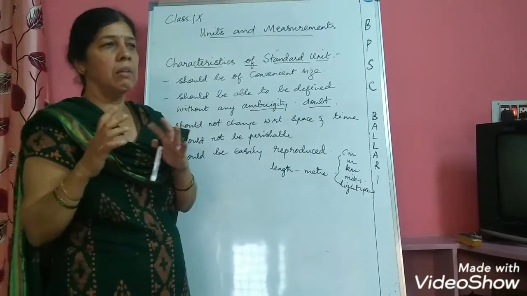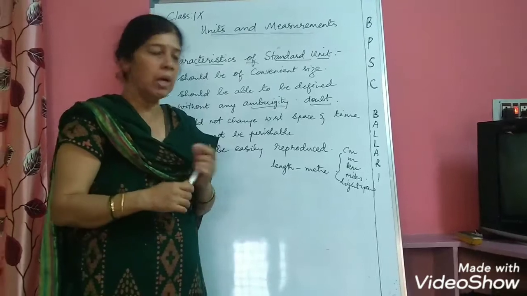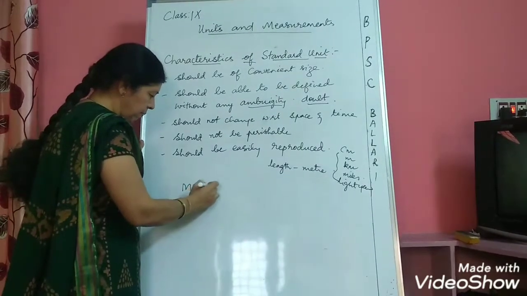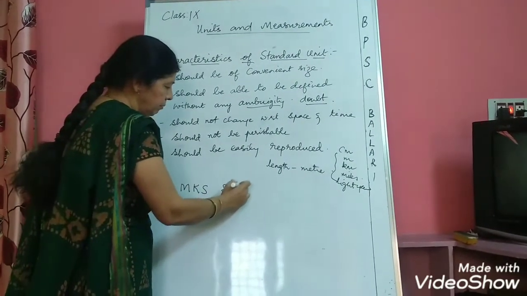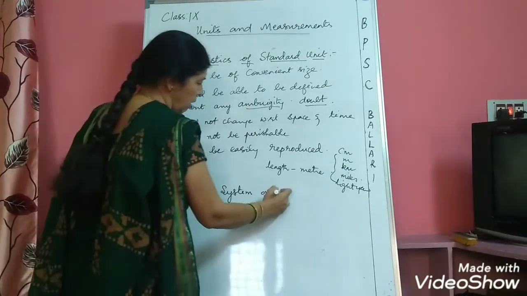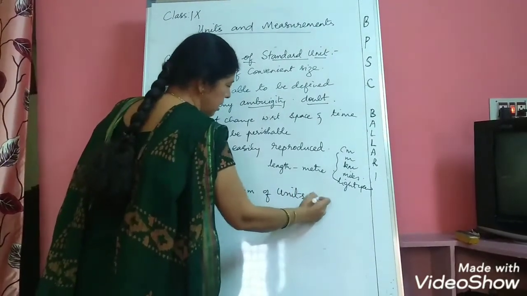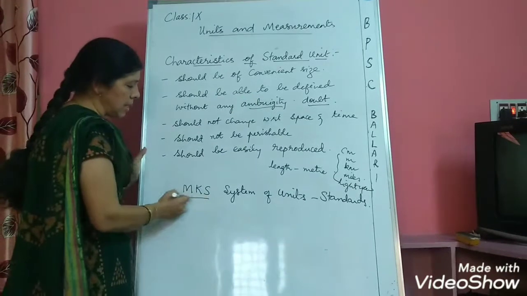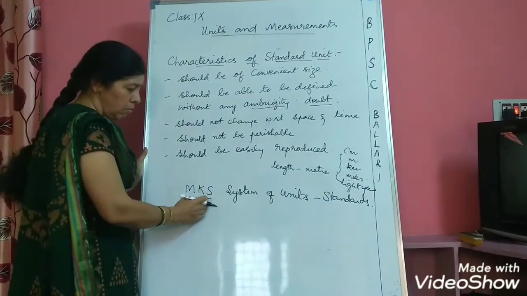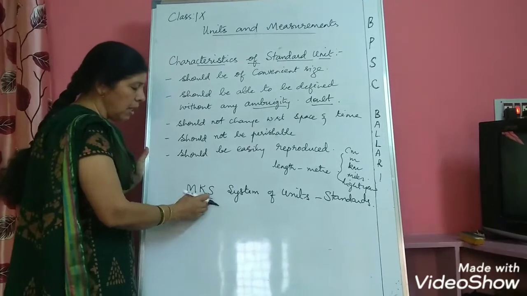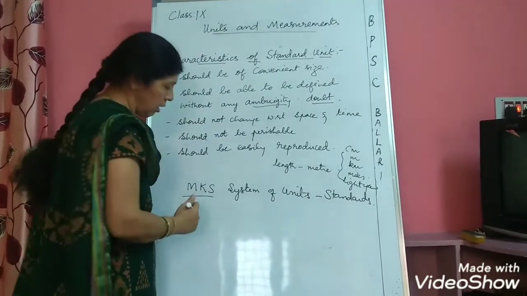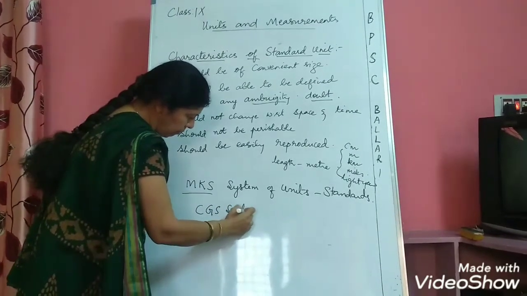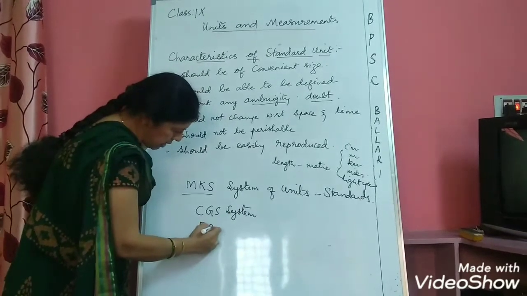According to the decision taken by the whole world, the MKS system of units must be used as standards. Now, what is this MKS system? Before this system was accepted, earlier 2 more systems were also in vogue. One was the CGS system and the other was the FPS system.